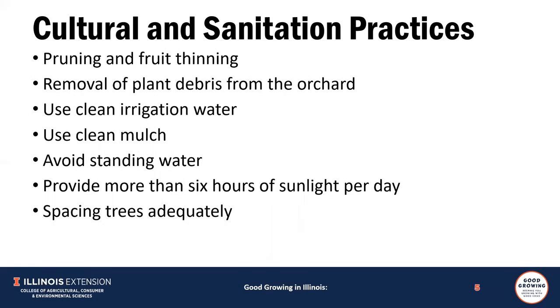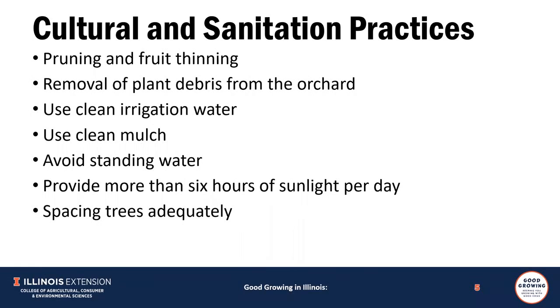And so trying to prune properly is a great benefit for mitigating disease, because you're going to increase the amount of light that enters the canopy and also the air movement, and that's going to help to dry out the foliage and reduce the amount of fungal diseases that you might possibly have.